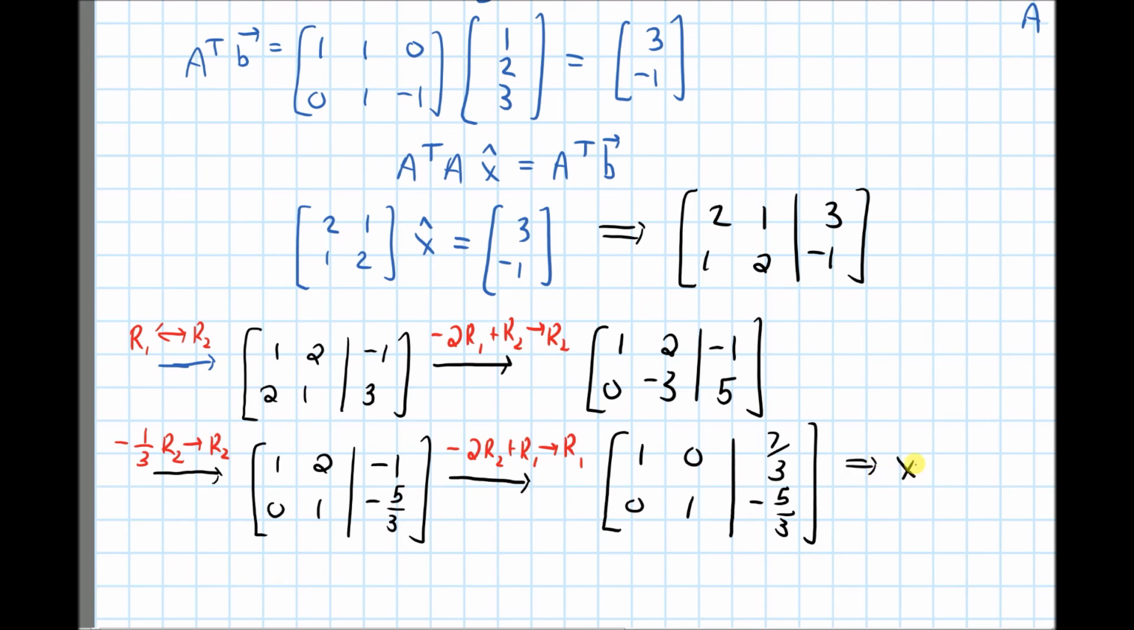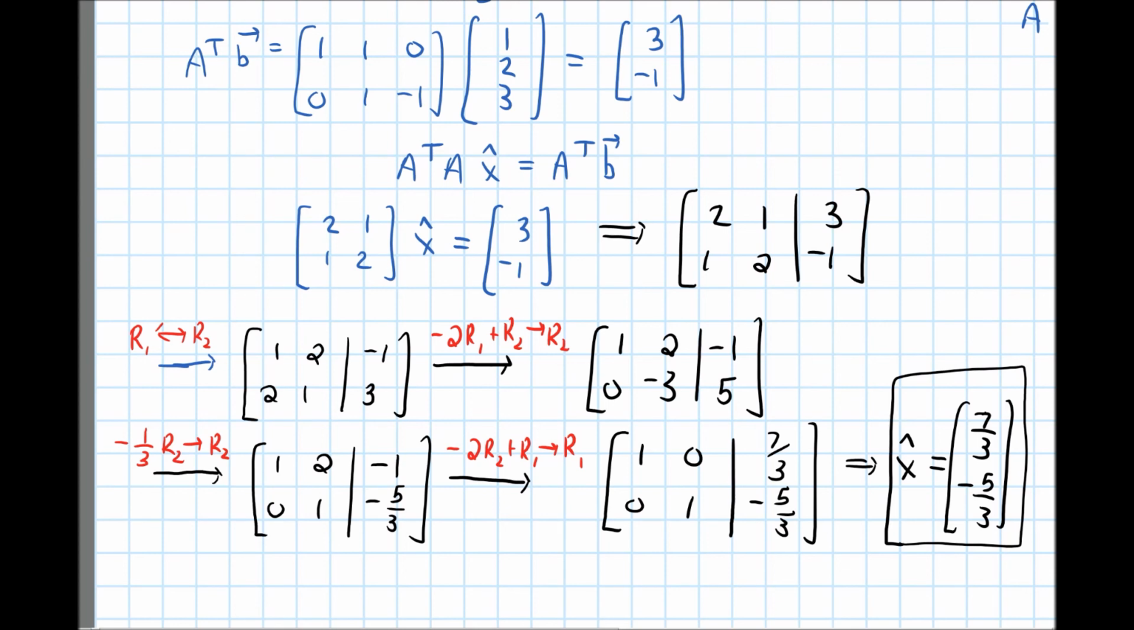So x hat, our solution: the first entry is going to be 7/3. That's what x1 equals based off of the first row. And the second entry, based off of the second row, we get that x2 is negative 5/3. And that is our least squares solution right there. So notice that our solution is unique this time. We just got one answer.